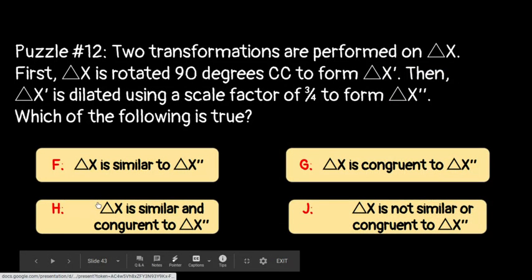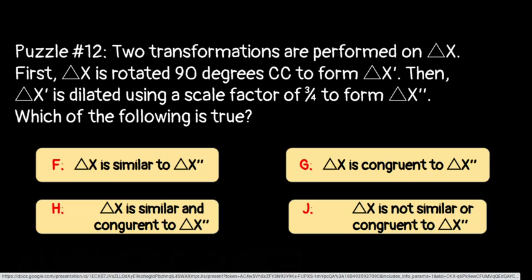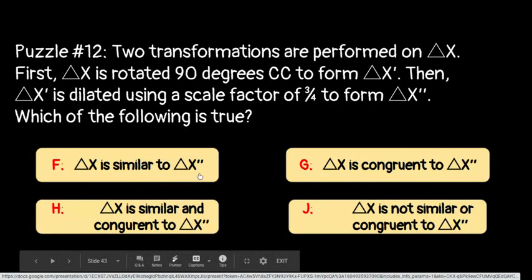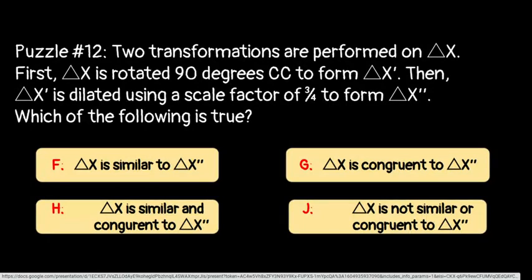As we continue to the escape room, we can see that we are now on puzzle number 12, which goes with question 5 in your notes. So we can see 2 transformations are performed on triangle X. First, our triangle X is rotated 90 degrees counterclockwise to form triangle X prime. Then triangle X prime is dilated using a scale factor of 3/4 to form triangle X double prime. So we need to figure out which of these are true. Is triangle X similar to triangle X double prime? Is triangle X congruent to triangle X double prime? Is triangle X similar and congruent to triangle X double prime, or triangle X not similar or congruent to triangle X double prime?